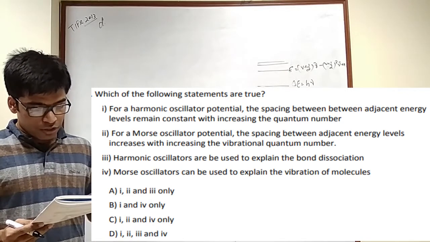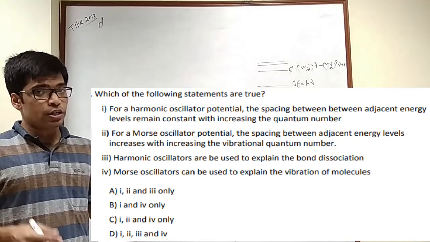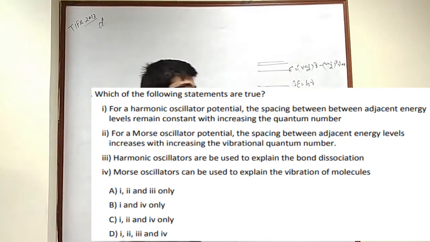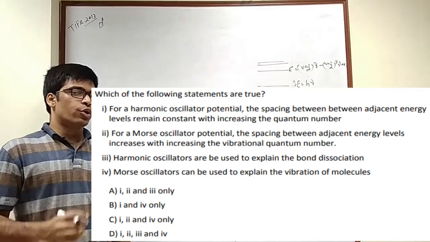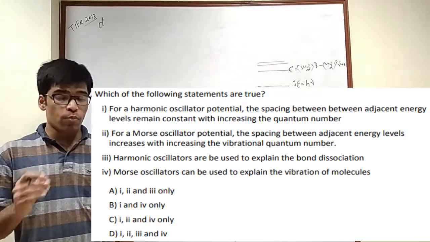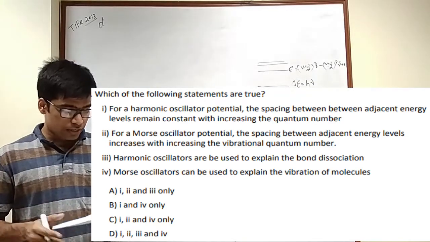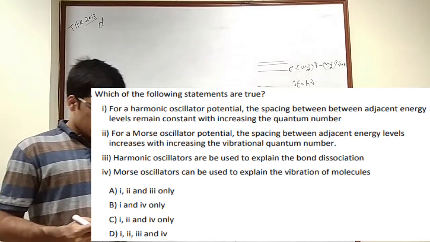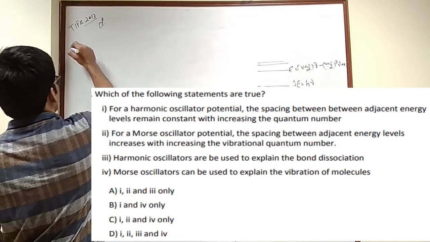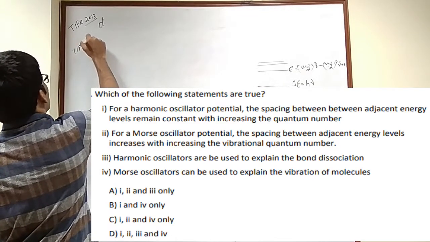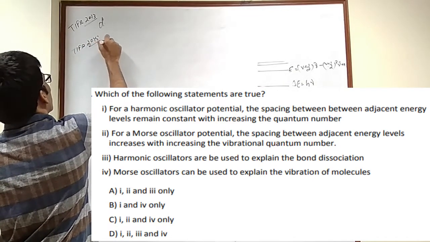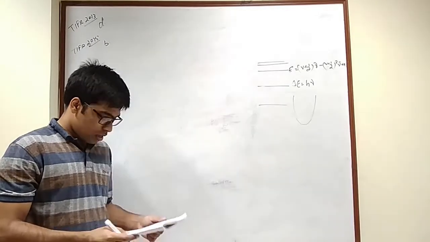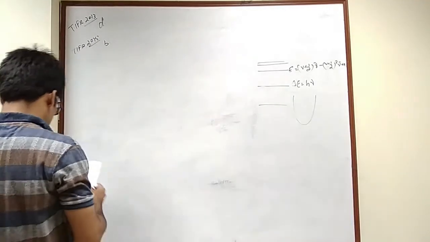The third statement is, harmonic oscillators are used to explain bond dissociation. Now a harmonic oscillator looks something like this. No matter how much you increase the distance, the bond is never going to break. So you cannot show bond dissociation using a simple harmonic oscillator. And the last statement is, Morse oscillators can be used to explain vibration of molecules, which is true. So the correct answer is option number B, which says 1 and 4.